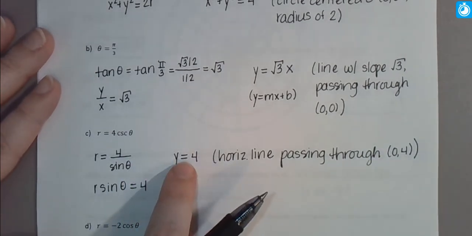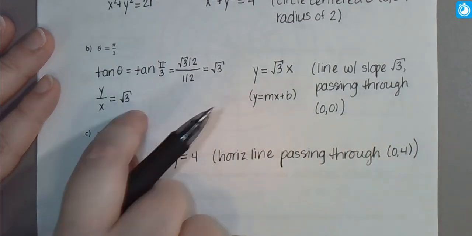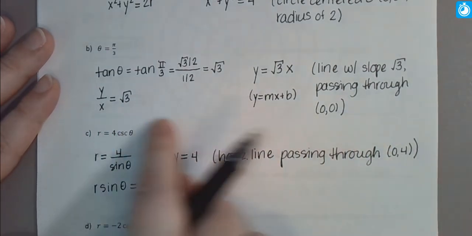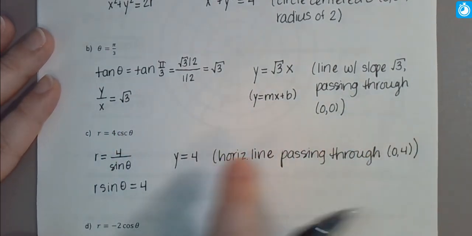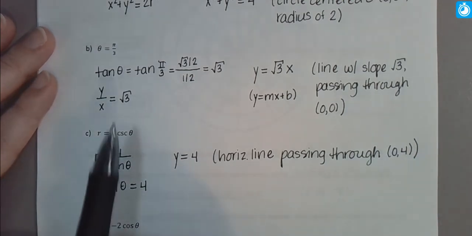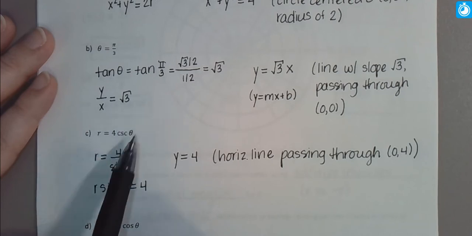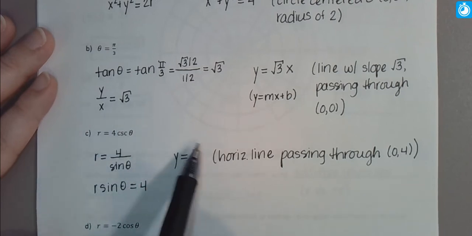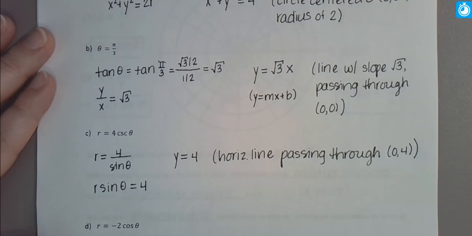So this line would not have an x-intercept. It's a horizontal line. The x-axis is down here. This is a line above the x-axis parallel to it. So it has a y-intercept only. So anytime we see something of this form, it converts to a form like this, which is going to give us a horizontal line. Okay, let's try one more.